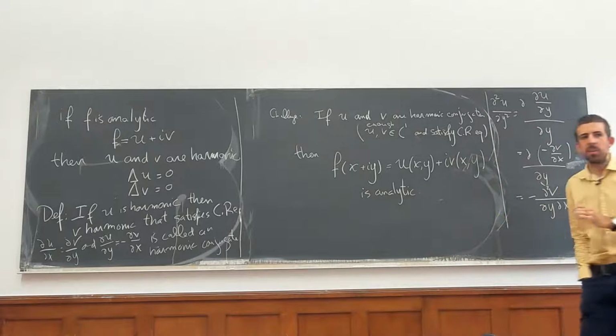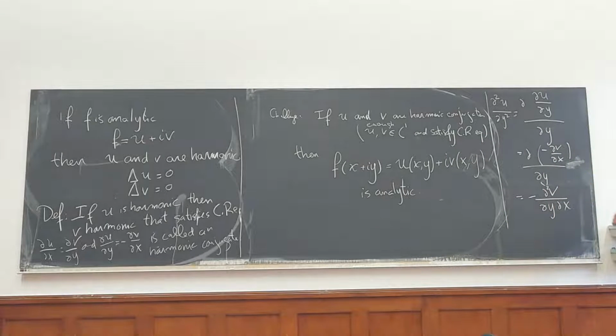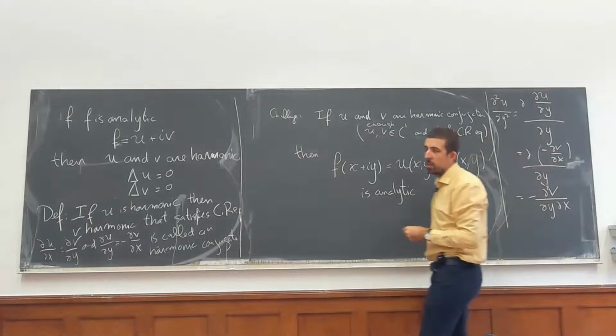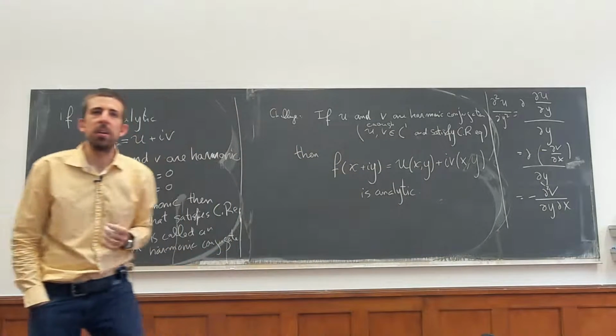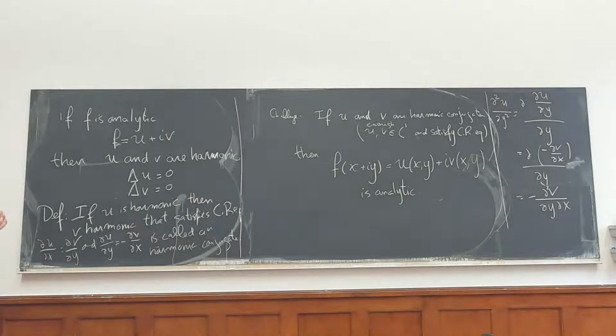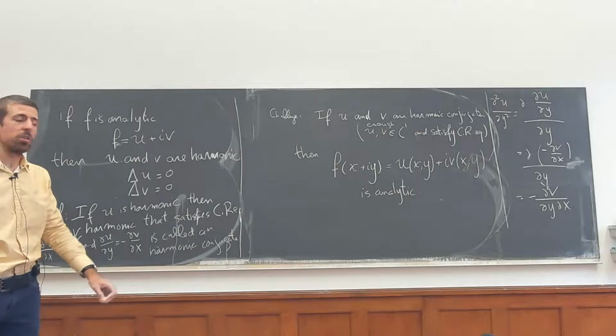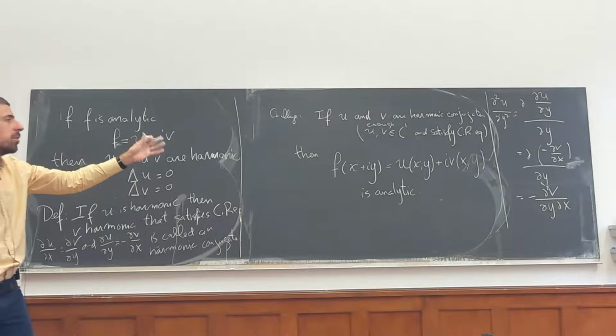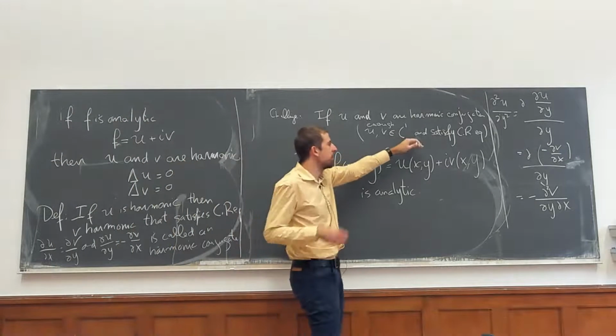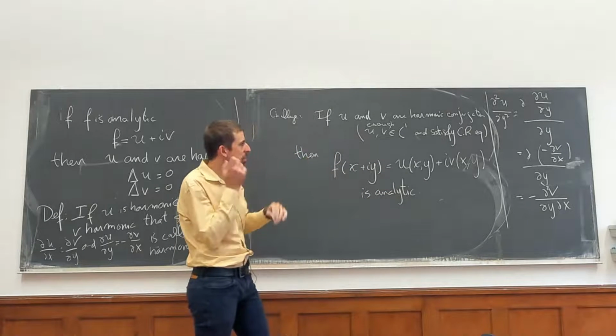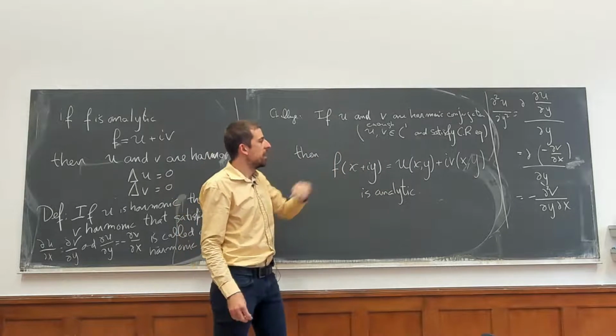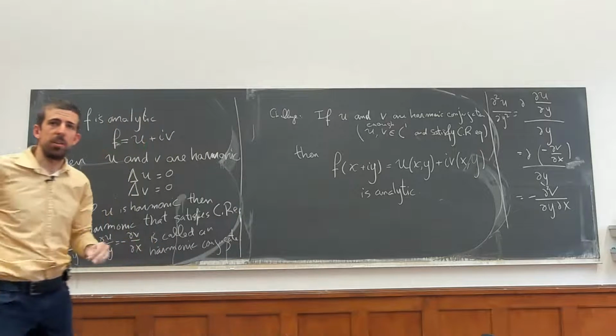Okay, so think about this at home, and then we can discuss it a bit on Tuesday, or maybe in the exercise session. This sort of completely characterizes harmonic analytic functions. So if u and v are harmonic conjugates, and in fact, all you need is that they have continuous derivatives and satisfy the Cauchy-Riemann equations, then they must form an analytic function.